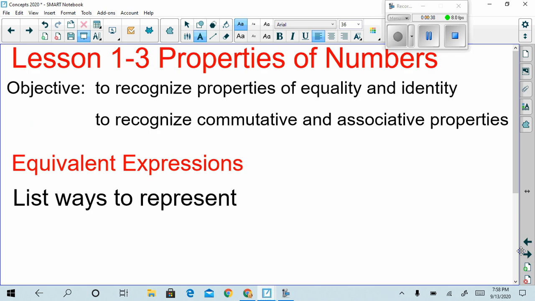Our goal for today is to recognize the properties of equality and identity, and to also recognize those commutative and associative properties as well. We're going to start with equivalent expressions. I want you to list all the ways that you can represent 12. So pause for just a moment if you're at home, and if you're in person, take out that notebook and let's get started.